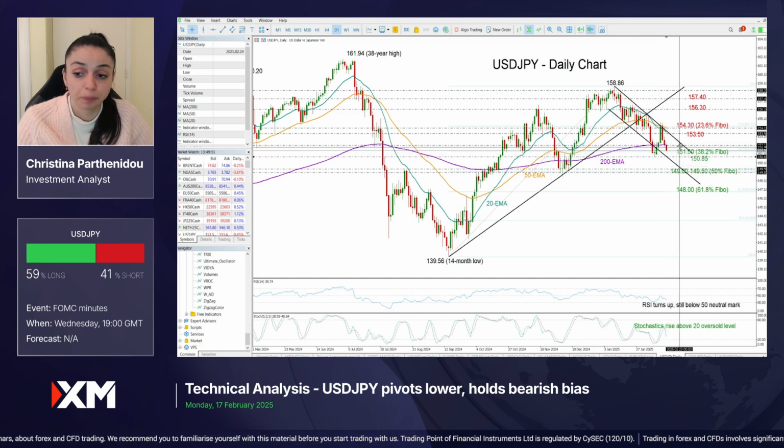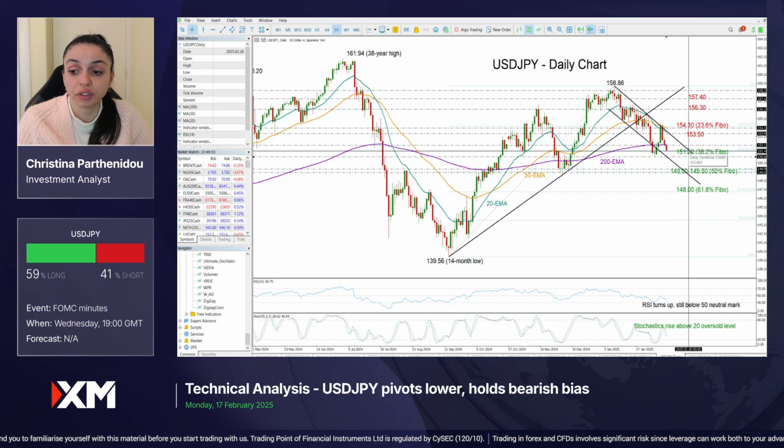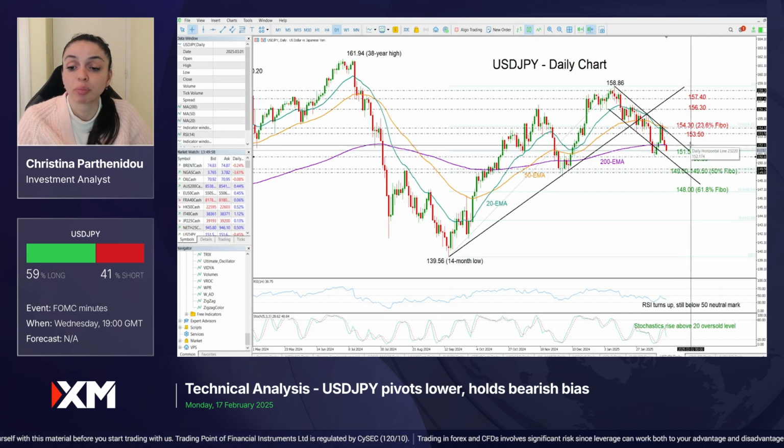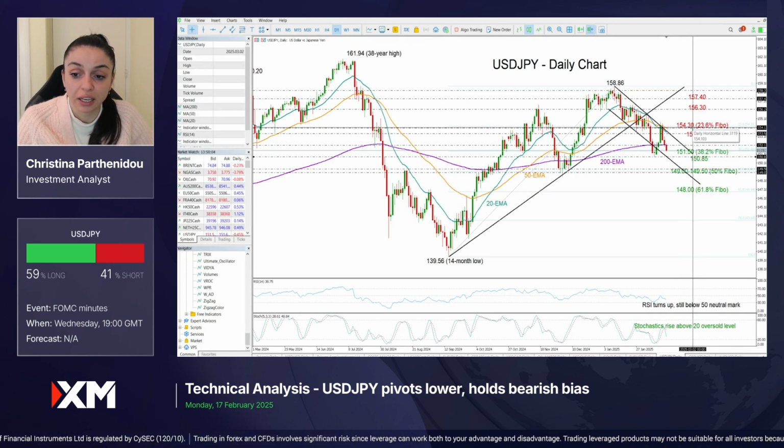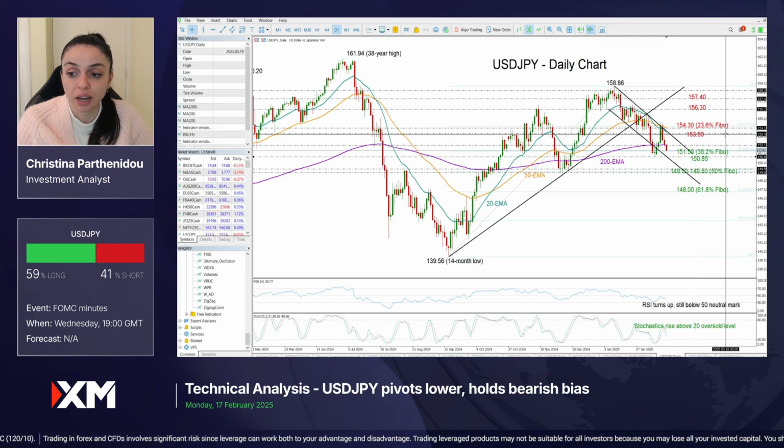So in case the US dollar manages to rebound near 151.50 and perhaps surpass the 200-day moving average of 152.17, then the 20 and 50-day exponential moving averages could block its way up. The lines are currently between 153.50 and 154.30.